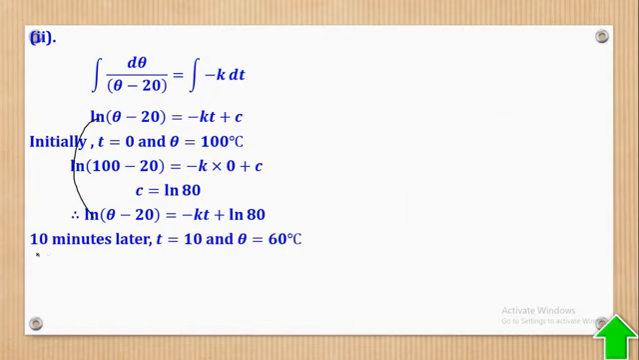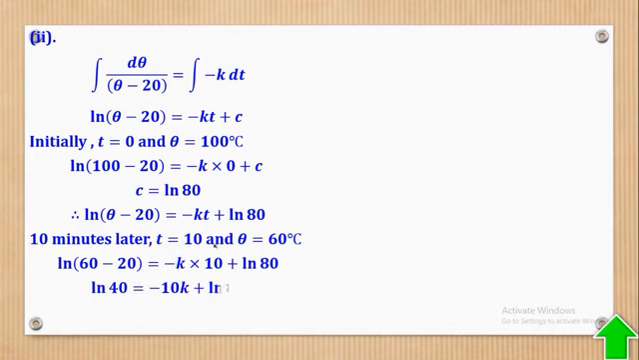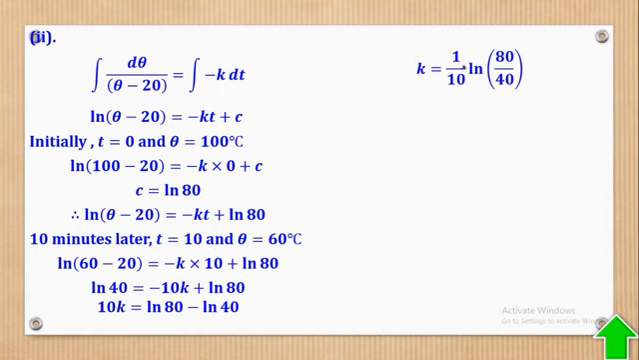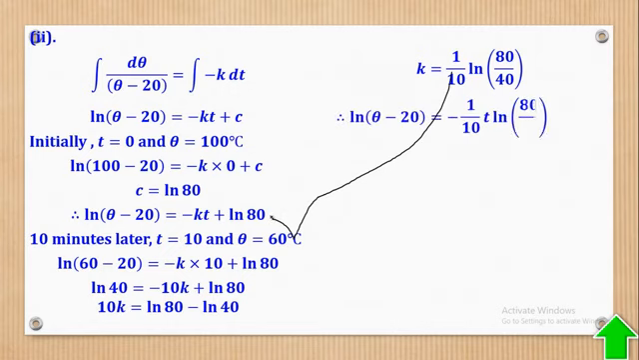The other condition says 10 minutes later, it implies that t is equal to 10 and theta is equal to 60 degrees Celsius. So substitute for t and theta and get the value of k. So when I simplify, the value of k will be equal to 1 over 10 ln 80 over 40. Then substitute that k here in this equation to come up with that.